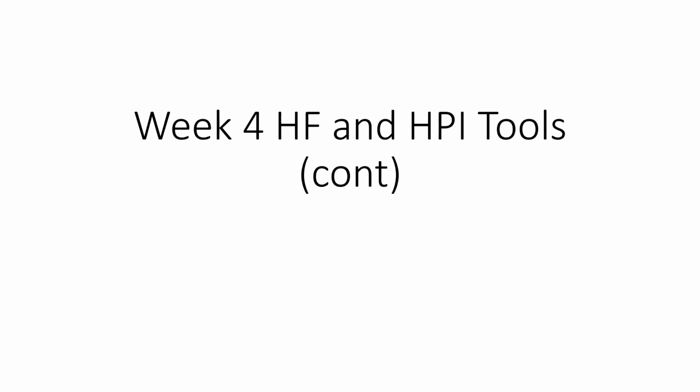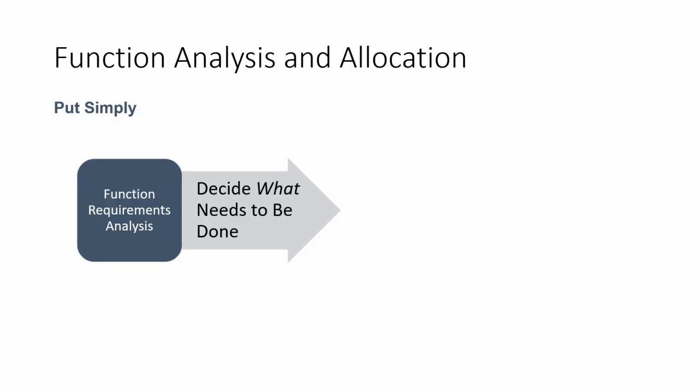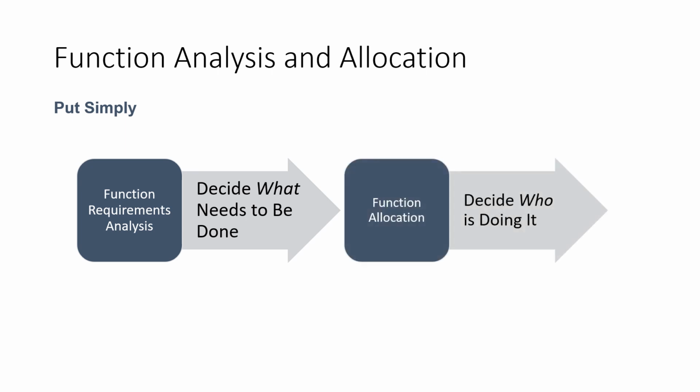All right, so this is week 4, human factors and HPI tools continued. Last week we left off on function analysis and allocation, so we'll be going back into here. So remember, functional requirement analysis is you decide what needs to be done. Function allocation is we decide who is going to be doing it between a machine or humans.